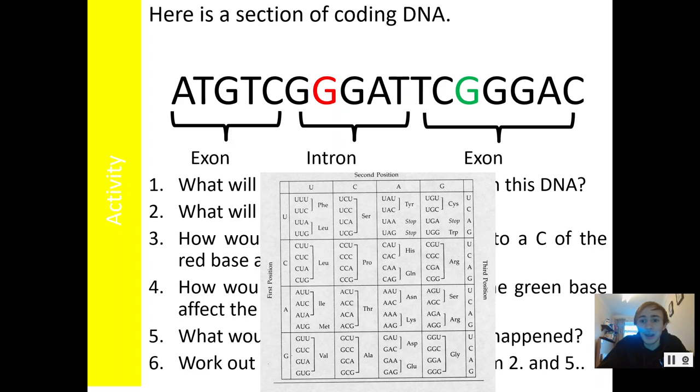But then we're going to skip straight on to the GGA there, which should be a CCU. So that will now instead be a proline. We're not going to have the final amino acid, so we're going to end up with a shortened version of the protein, which is going to be completely different at the end. Okay.